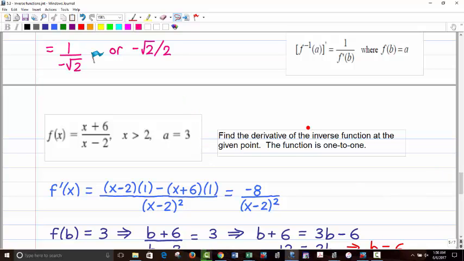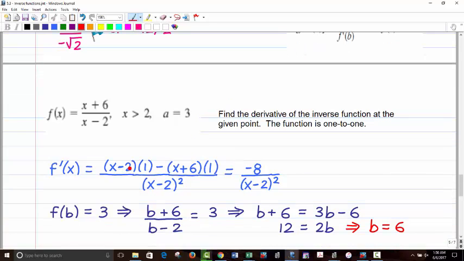Well, this one might look a little scary. It's not that bad, because the derivative tidies up pretty nicely. So we're basically trying to find the derivative. See, they have to give you the a. They either can write it like f inverse a of 3 prime, or they can write this and say find the derivative of the inverse. But they've got to tell you what that a is. Our job is to find b, but they have to give you an a.